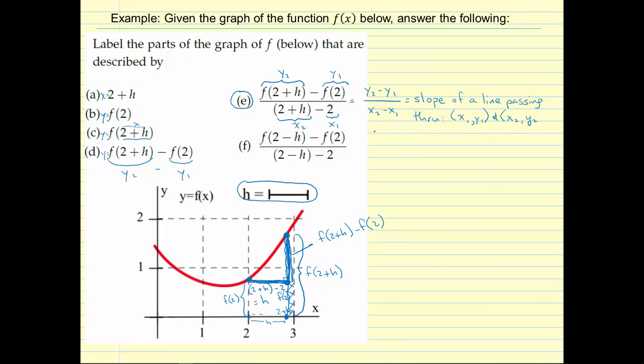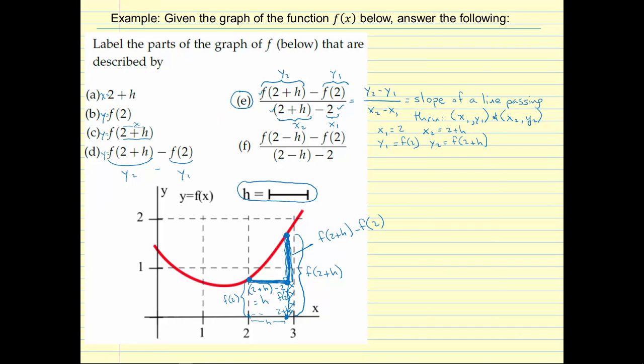Now, in particular, we know that x1 is equal to 2. We've already established that here. And x2 is equal to 2 plus h. And we have y1 is this value, f of 2. And y2 is equal to f of 2 plus h, right here.